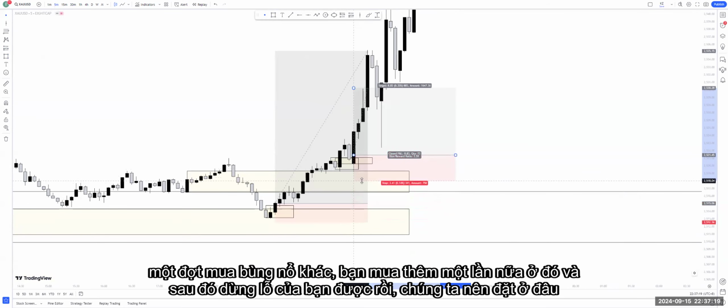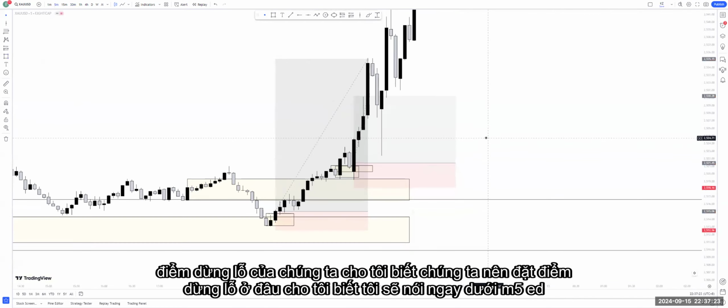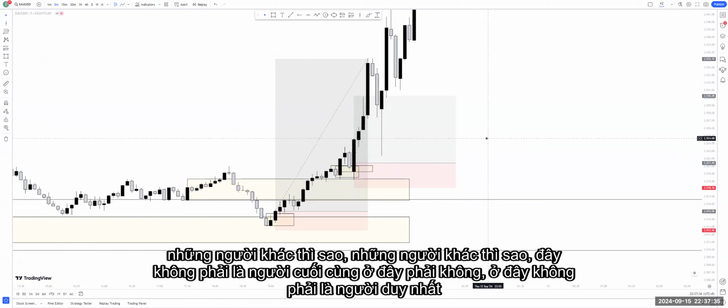And then your stop loss. Where should we put our stop loss? Tell me. Where should we put a stop loss? Tell me. I would say just below the M5 EG. The others, how about the others? The last is not alone here, right? Last is not alone here.